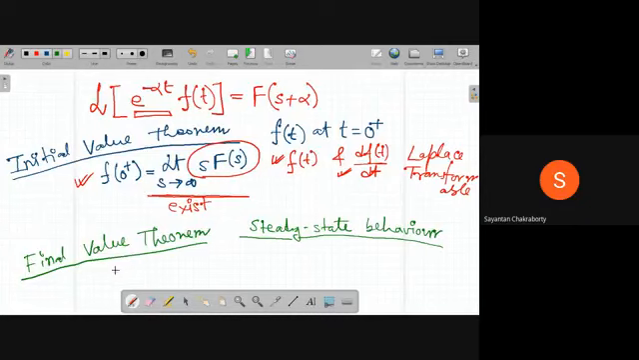So normally you can write the final value theorem as this, right? So limit t tends to infinity ft equals limit s tends to 0 sFs. So what it does is relate the behavior of ft as t tends to infinity to the behavior of sFs in the neighborhood of s tends to 0.